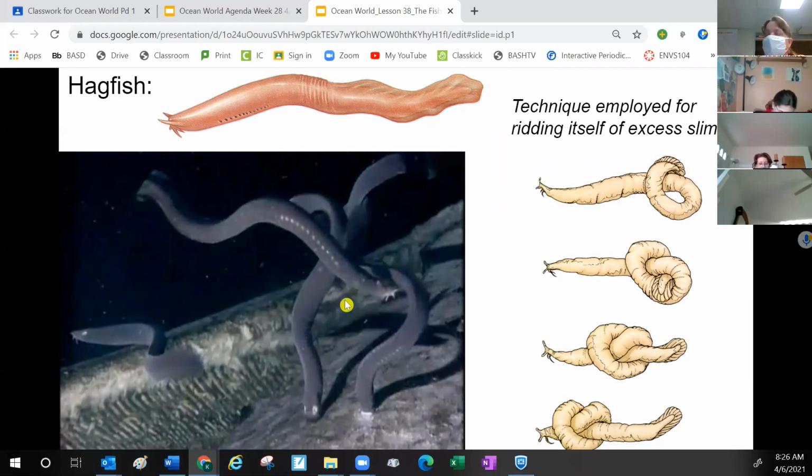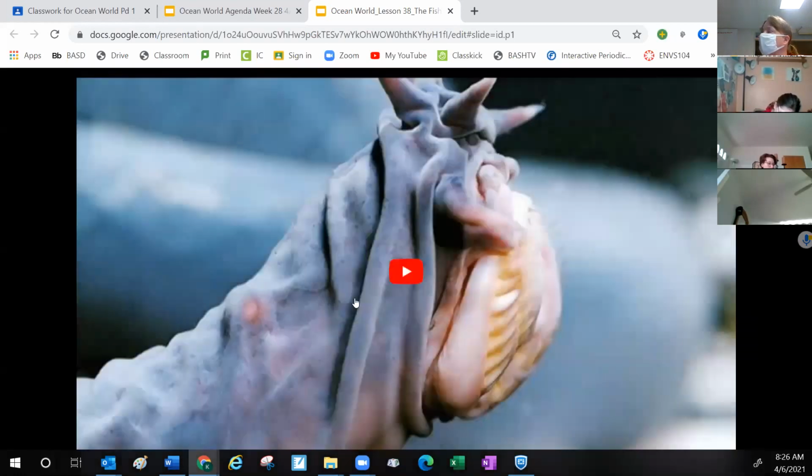They can be found at depths greater than 1,500 meters, which makes sense because when organisms die, they'll sink to the bottom, and that bottom area is where they feed. Here's a video of these beautiful hagfish feeding on a carcass.